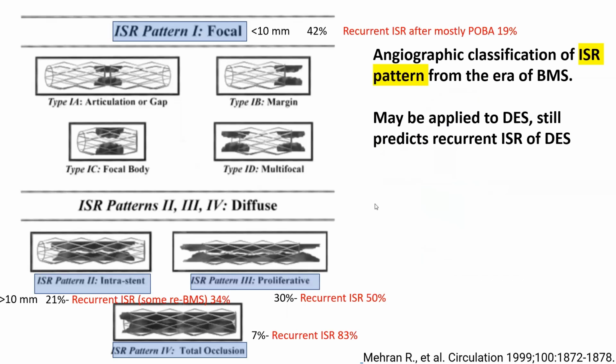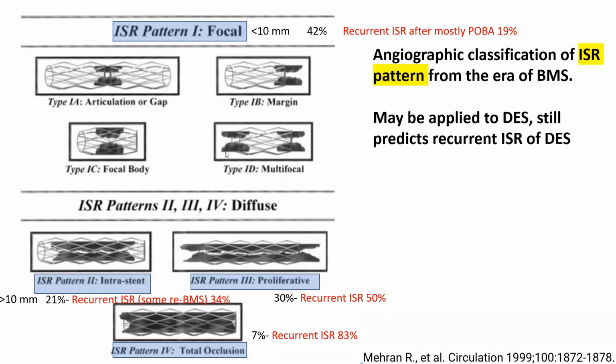This classification is from the era of bare metal stent by Dr. Mehran from the 90s. It's still very relevant in the era of DES. So there are different patterns of in-stent restenosis. The first pattern is the focal pattern, where you have a focal area of in-stent restenosis less than 10 millimeters. It could be in the middle of the stent or it could be at the edges.